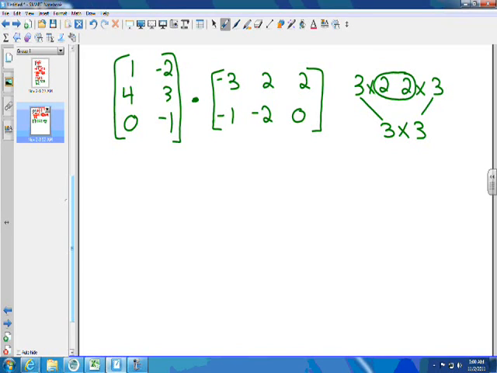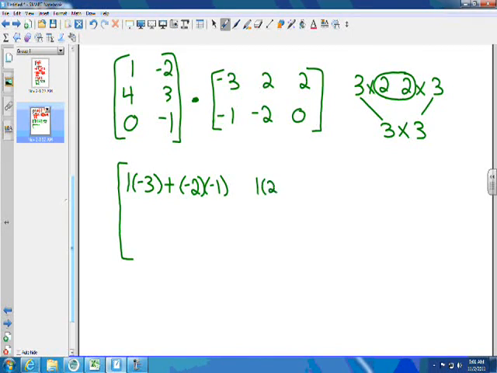You still do row 1, column. So 1 times negative 3 plus what? Negative 2 times negative 1. It's probably not a bad idea if you do have a negative there to put that one in parentheses also. So that's going to be our top left number, row 1, column 1. So you go this way and do row 1, column 2, and row 1, column 3.